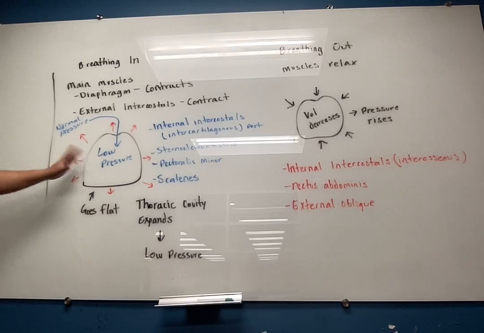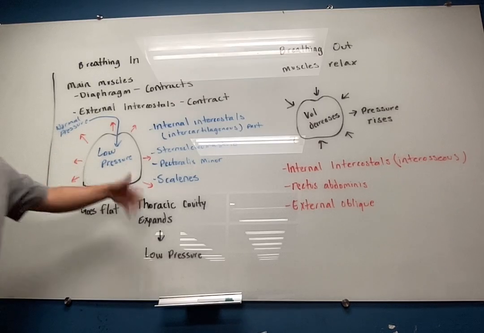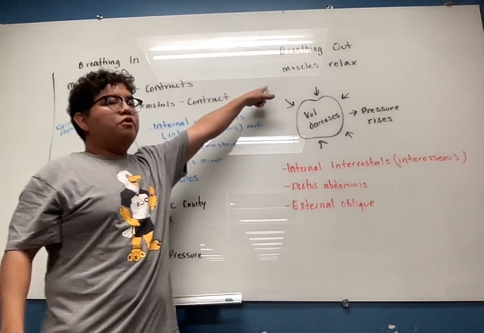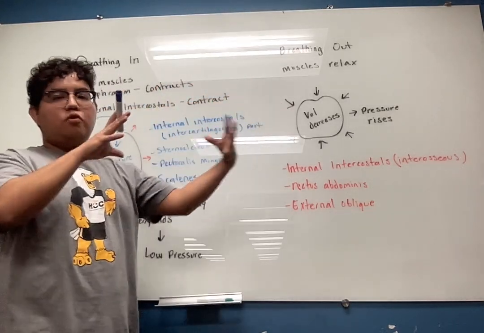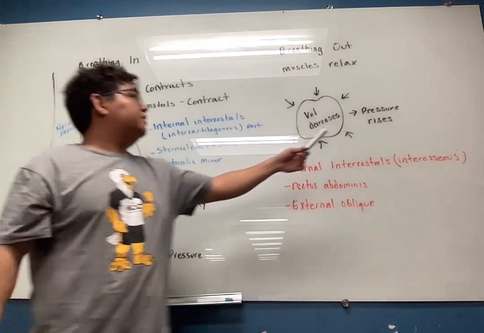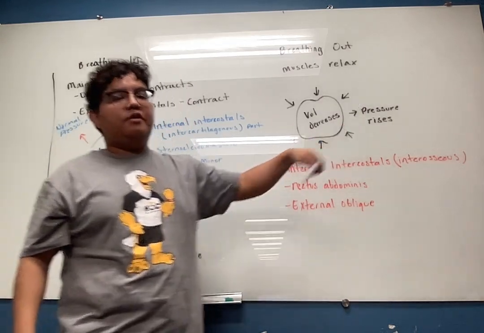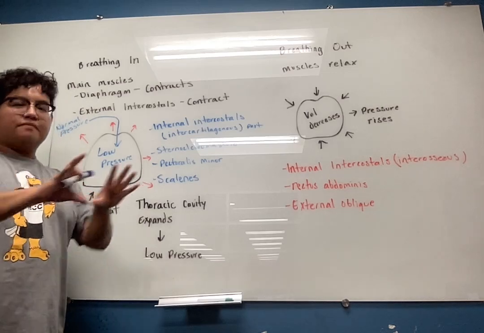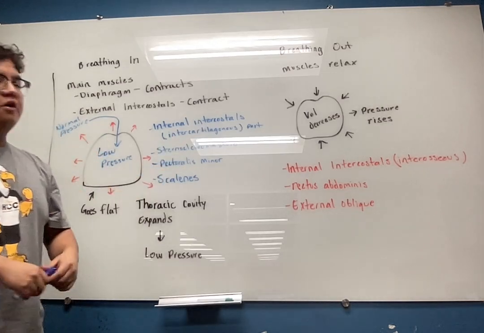And once all the gases are exchanged, your muscles are going to relax, your thoracic cavity is going to get smaller, volume is going to decrease, and that's going to cause a pressure increase. So when the pressure increases, all the air is going to get pushed out.